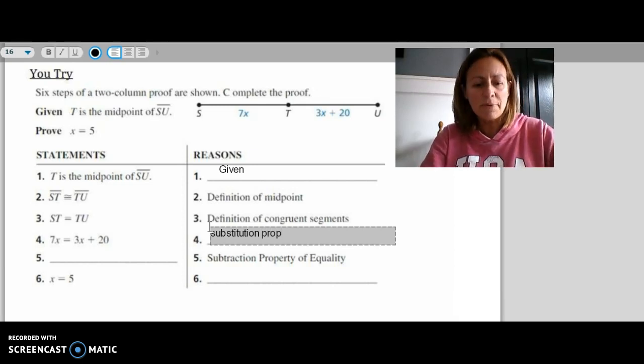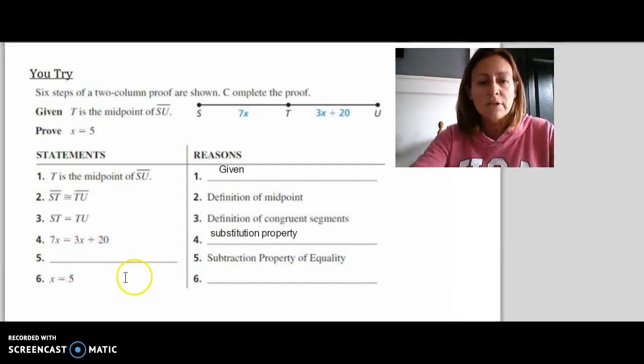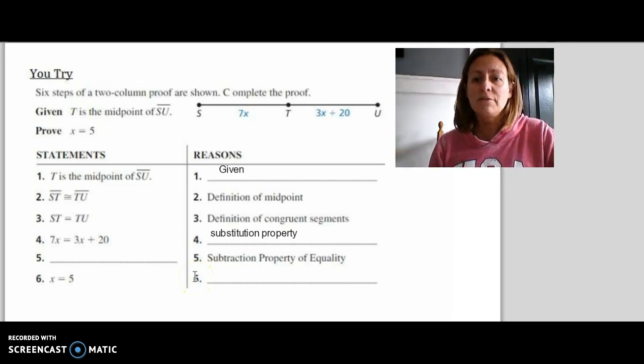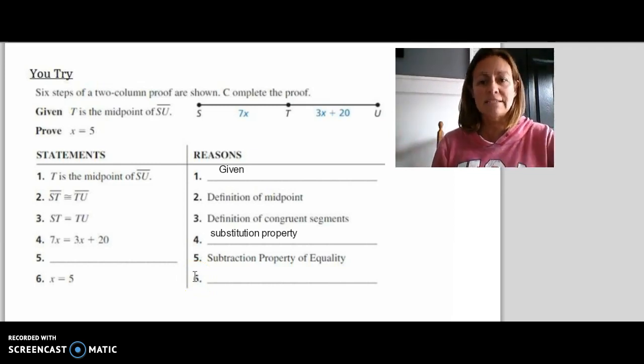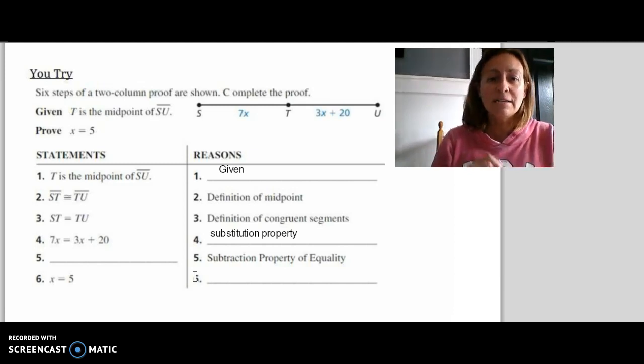The substitution property of equality states that if two things are equal, you can use one in place of the other. And in fact, we're doing two substitutions at the same time. We're putting 7x in place of ST and 3x plus 20 in place of TU.